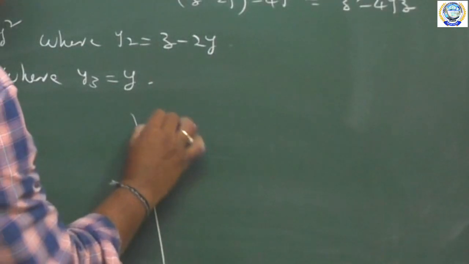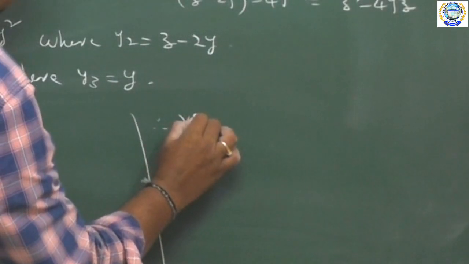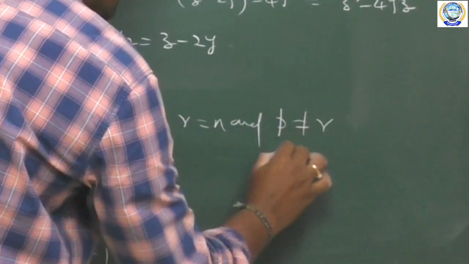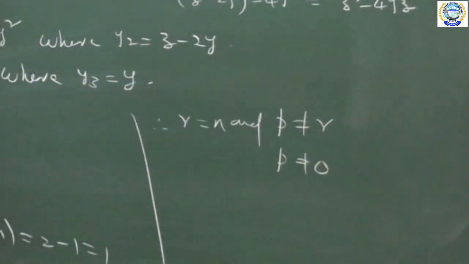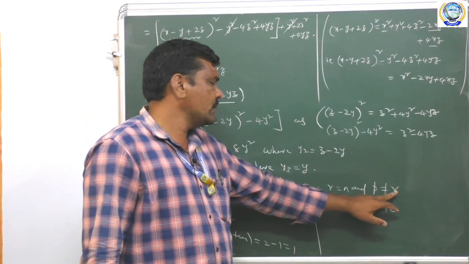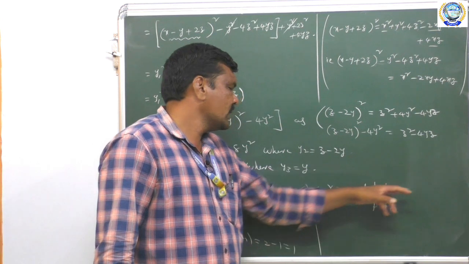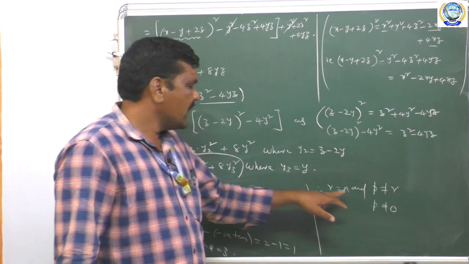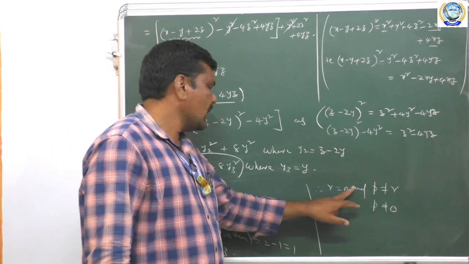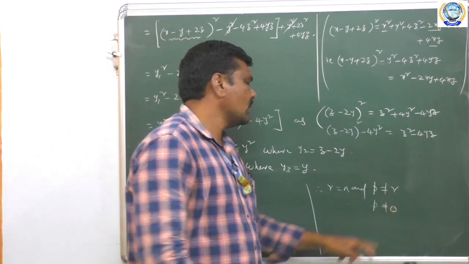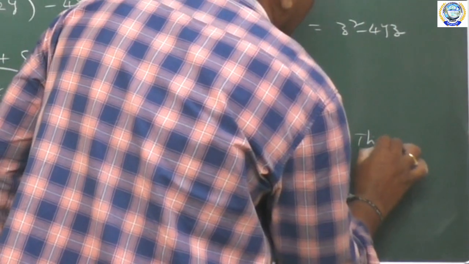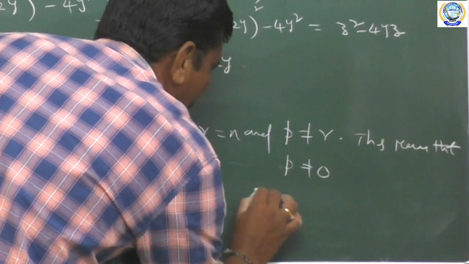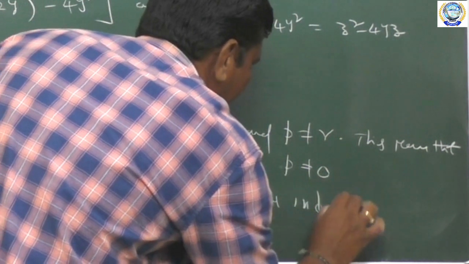So from this we observe that r is equal to n and p is not equal to r, and also p is not equal to 0. If r equal to n and p equal to r, then Q is positive definite. If r equal to n and p is equal to 0, then Q is negative definite. But here r equal to n and p not equal to r, p not equal to 0. This means that the given quadratic form Q is indefinite.